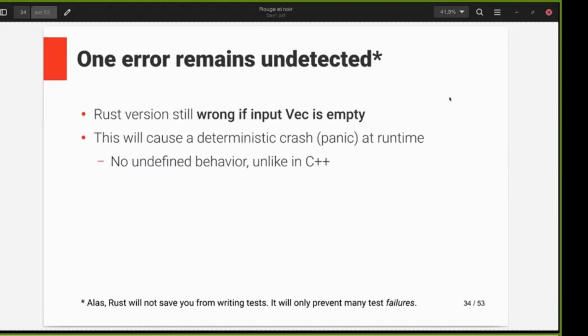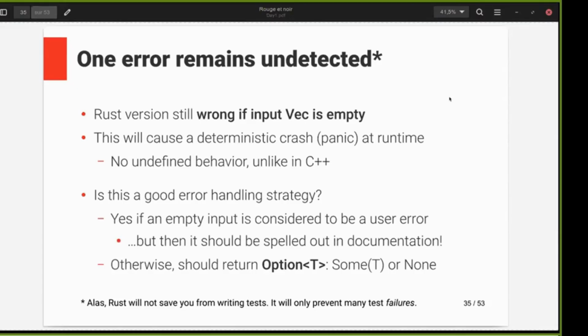I would like to point out that unlike the C++ compiler, the Rust compiler found most errors in the code, but there is still one error that has not been detected. Since our Rust version is a literal translation of the C++ version, it's still incorrect if the input vector is empty. The difference here is that in C++, as I mentioned earlier, accessing a vector out of bound results in undefined behavior. Whereas in Rust, the invalid access will be detected at runtime and lead to a deterministic program crash called a panic, which we get to later, but is a bit similar to a C++ exception.